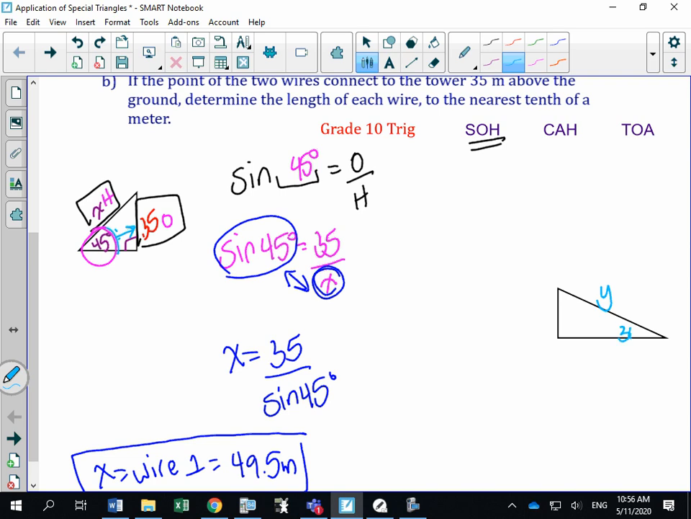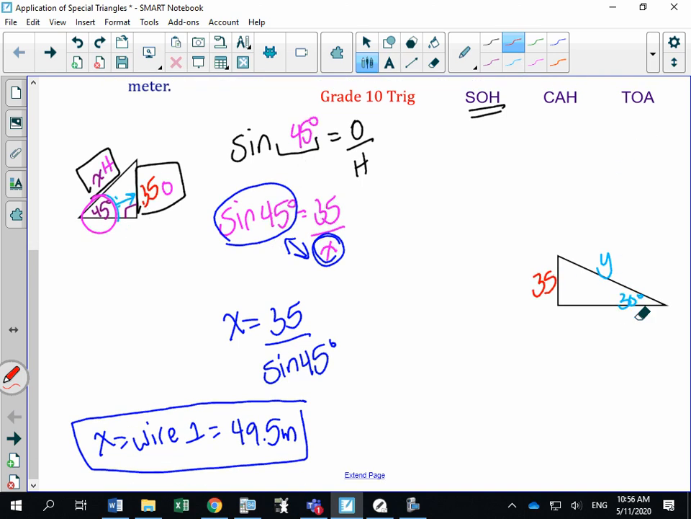They told me that this is a 30-degree angle. We know that the height of the tower is 35 meters. And now I have enough information to use SOHCAHTOA to figure out the length of wire 2. So according to my given angle of 30 degrees, let's label. This would be your opposite side. Across from your 90-degree angle is your hypotenuse.